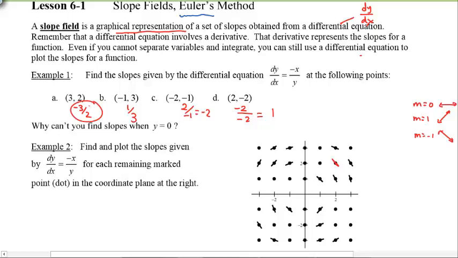At negative 1 and 3, that's this point. Notice the slope here is kind of flat, 1/3. Then at negative 2, negative 1, that's this point right here. The slope is very steep, so that's negative 2. Then at 2, 2, that's over here, and I need to draw a slope of 1. Oops, I forgot to answer this question: why can't you find slopes when y equals 0? Think back to good old times in grade 10 and 11 math. Yes, you can't divide by 0.